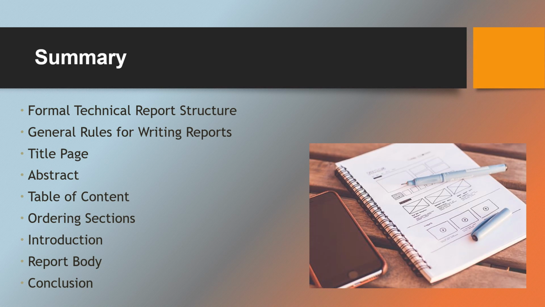So here's what we covered. Formal technical report structure, general rules for writing reports, title page, abstract, table of contents, ordering sections, introduction, report body, and the conclusion.